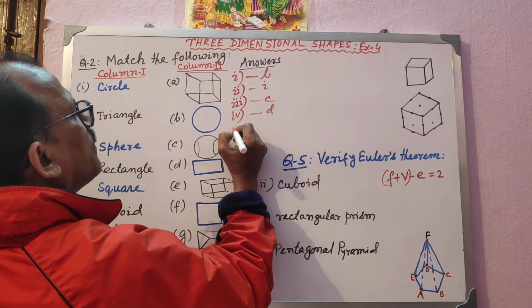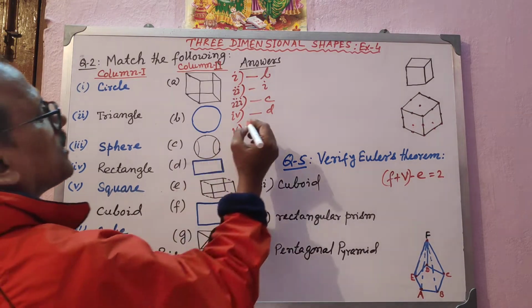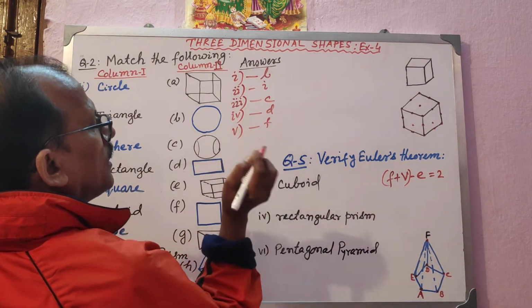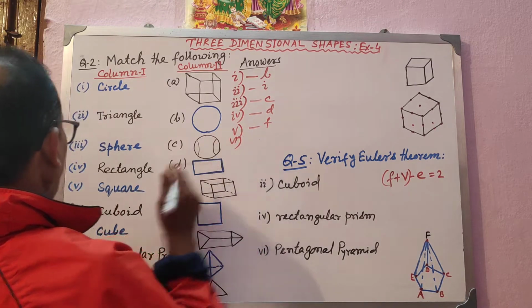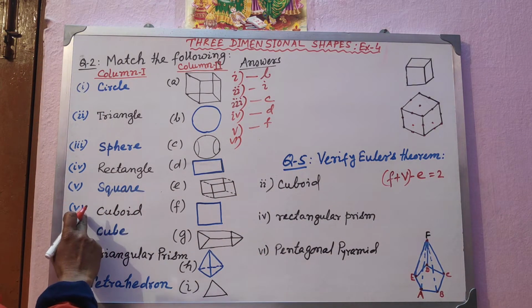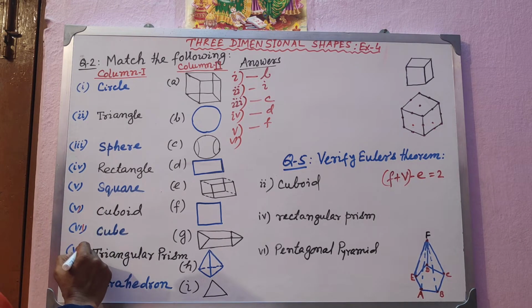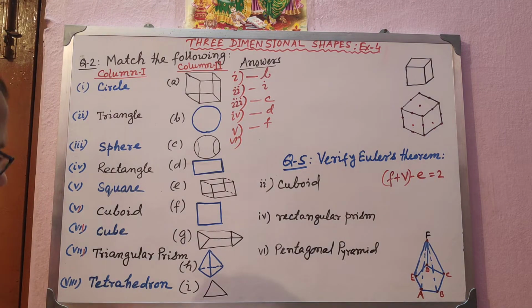Then the fifth one will be matching with this square, so it will be matching with F. Now, the sixth one will be matching. The sixth one is a cuboid. There are 9. I think there are 9. Oh yeah, there are 9 only.